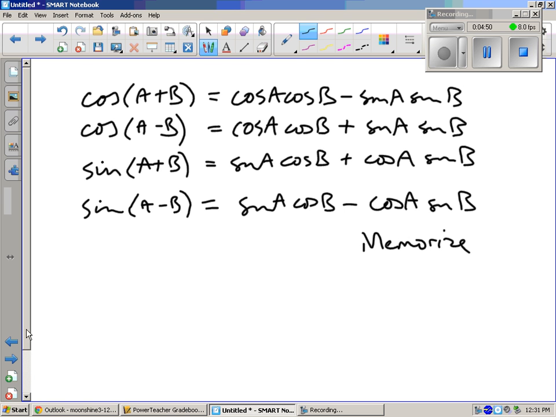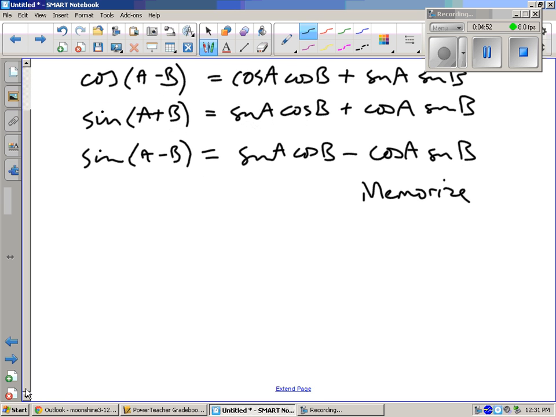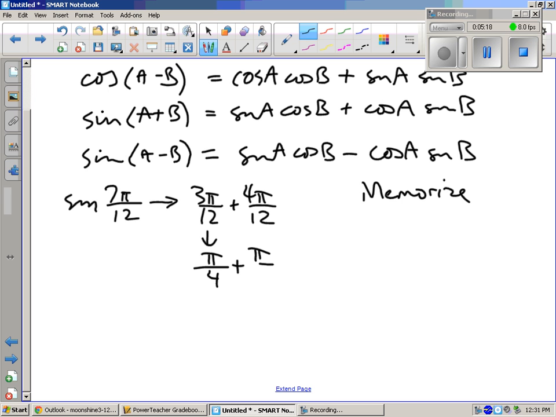All right, so let's do another problem here. Let's say I want you to find the sine of 7 pi over 12. Again, that's not on our circle, but we can choose two angles that are on our circle that add up to 7/12 pi. So if I say, let's break this into 3 pi over 12 plus 4 pi over 12. Now the reason I chose those is because they reduce to two angles that I know from our circle.